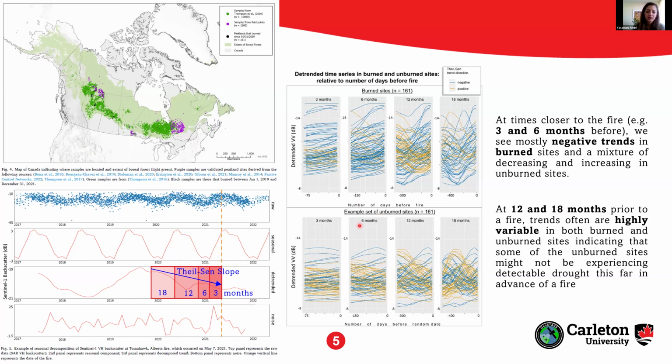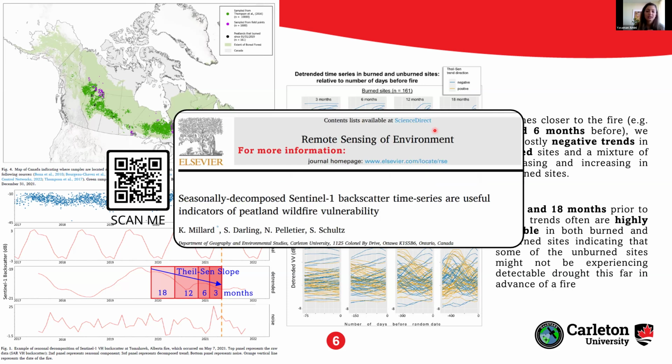But for 12 months and 18 months before the fire, the trends were all over the place, both on the burned side and unburned side, which shows that the drought signal might not be as clear that far in advance. So we can use this information alongside fire weather data to estimate fire probability in peatlands. All of this is explained in detail in Millard et al. 2022. She's my supervisor. So if you're interested in more detail, please check out this paper.